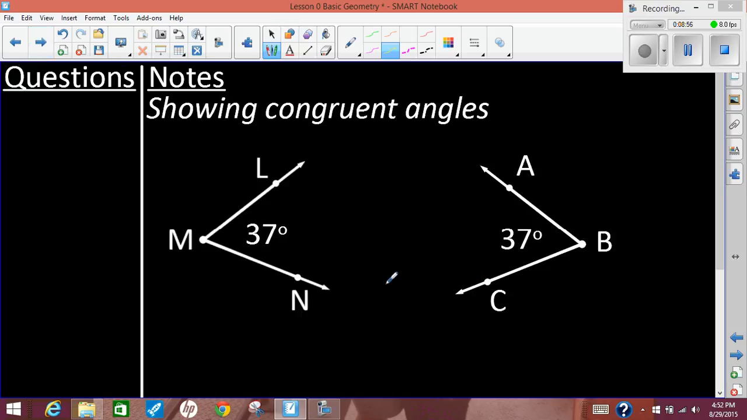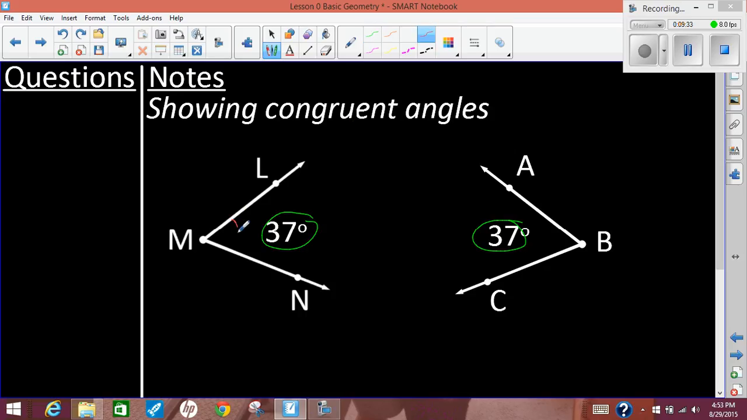So we can show congruence on angles as well, and there's two ways to do it. You can use what's comfortable for you, and then I'll tell you which way they'll use a lot in the book, so it might be best for you to use that way. So we can see that angle LMN and angle ABC have the same measure. They are both 37 degrees. They're both angles, and they're both the same measure, so they are congruent, same size, same shape. So we can show that.